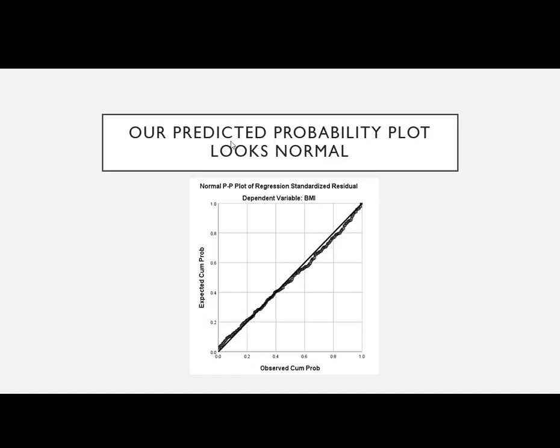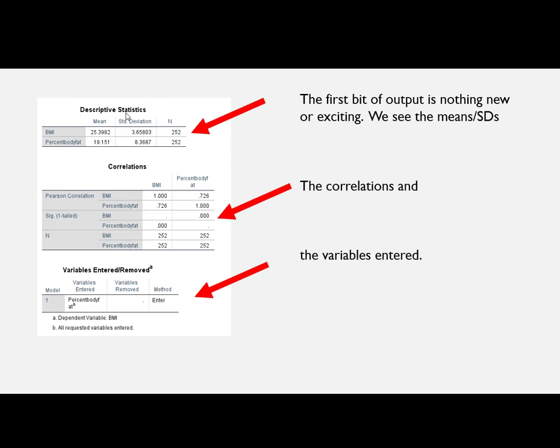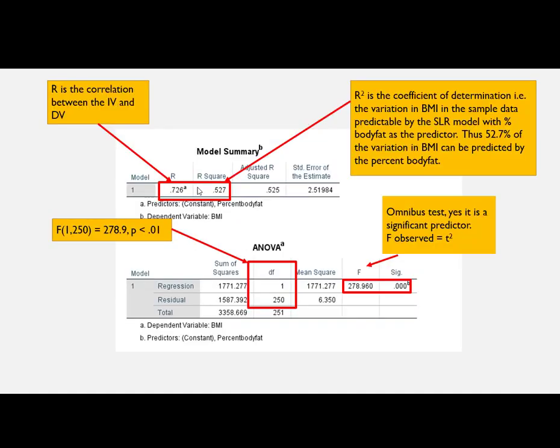Our predicted probability plot looks normal, so we kind of hug the line, so we're just going to keep on going. So then we get descriptives, correlations, and variables entered and removed. We just keep on trucking. None of this is new to us. Okay, now we have the model summary.